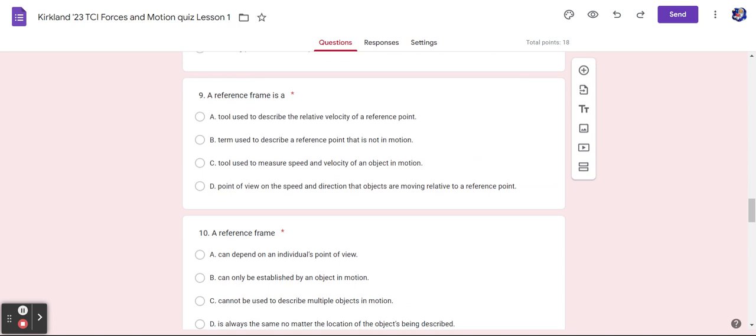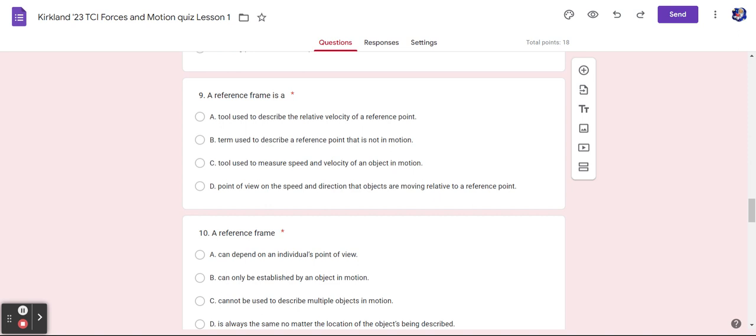Number 9. A reference frame is A, a tool to describe the relative velocity of a reference point. B, a term used to describe a reference point that is not in motion. C, a tool used to measure speed and velocity of an object in motion. D, the point of view on the speed and direction that objects are moving relative to a reference point.